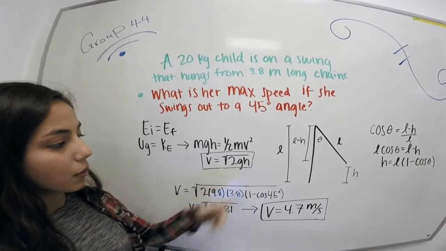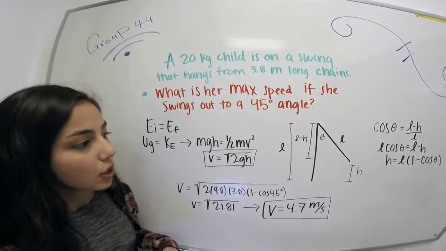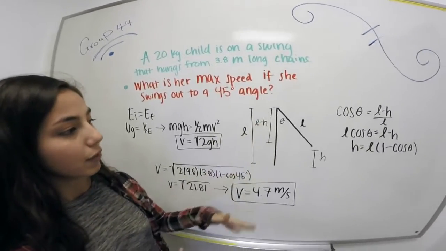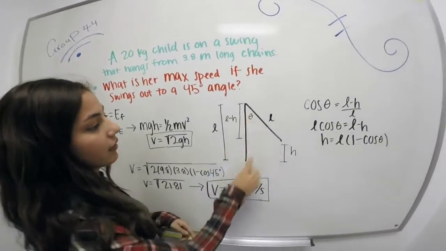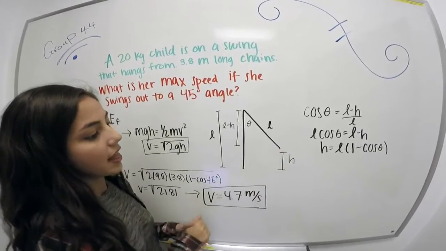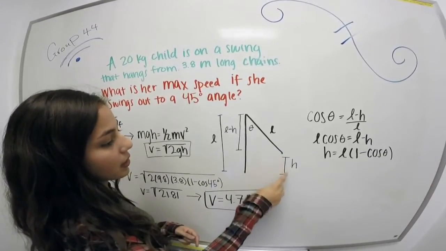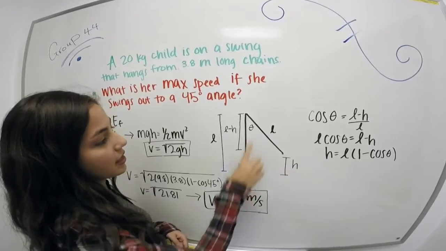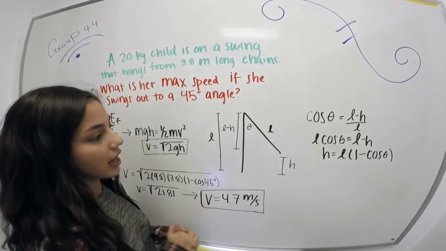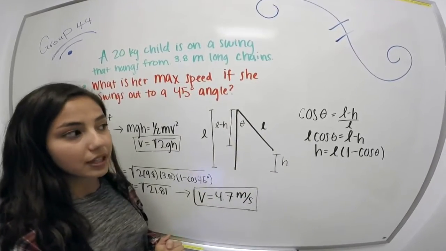Since we don't know the height, we're going to have to solve that. So we sketched a little graph right here. This is the length of the chain, L, which doesn't change, and then the height at which she swings to, which is h, and then the difference, which is L minus h, and then our theta, which is 45 degrees.